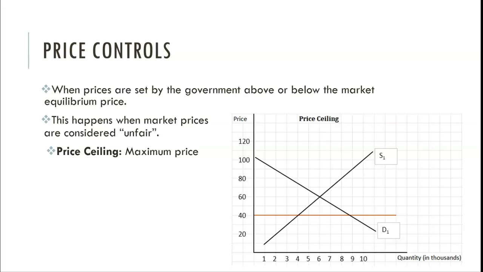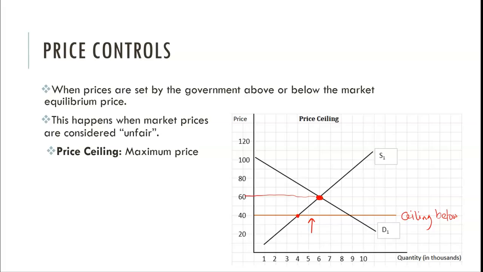A price ceiling is when the government institutes a maximum price. The graph here on this slide is showing a price ceiling. Our equilibrium price in this market is at $60. The government may decide that this is too high, this is unfair, and so they set a price ceiling at $40. So a price ceiling is going to be below the market equilibrium, and it's preventing prices from going any higher because we have a natural tendency to want to move to that equilibrium point.